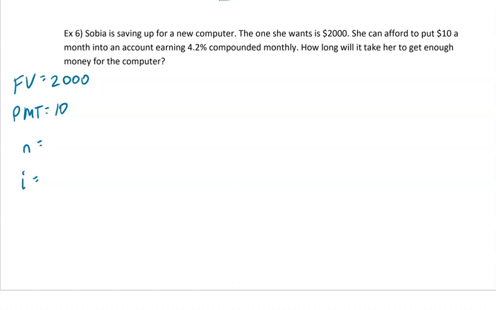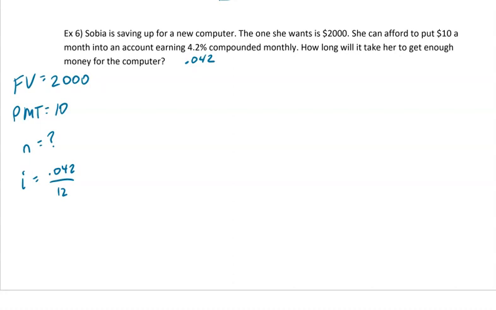N is the number of compoundings per year times the number of years. Now, in this case, we don't know how many years. We know that's 12 compoundings per year, but we don't know the number of years, so we don't know N. And then I is going to be the 4.2 as a decimal, so 0.042, divided by number of compoundings per year, so that's 12.